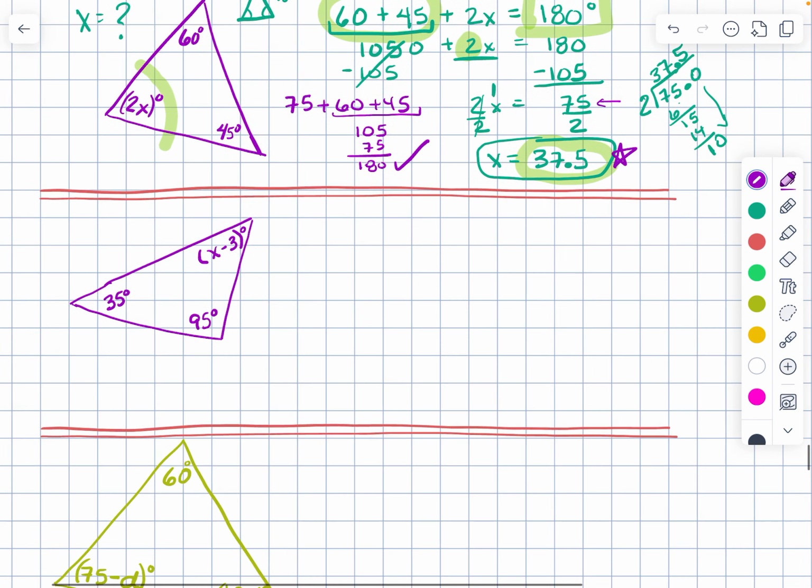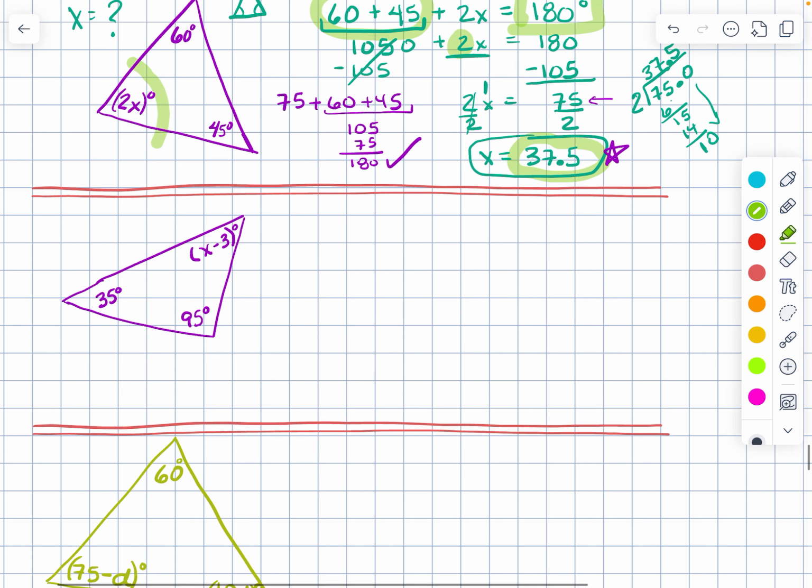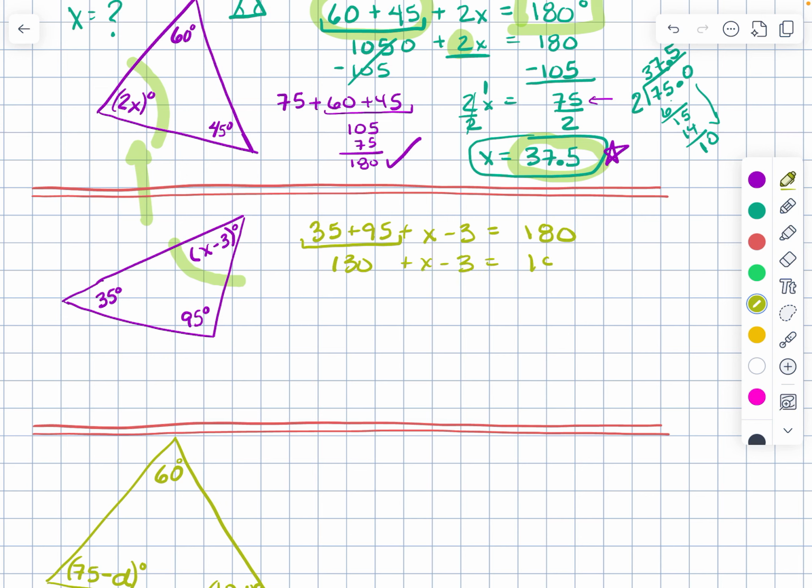All right, let's look at the next one. This one's a little bit different. It's got an x minus 3 instead of the one above just had 2x. But we solve it with the same steps. So let's use this color here. So we'll do 35 plus 95 plus x minus 3, and that is equal to 180. 35 and 95, 9, 10, 11, 12, it's 130. Plus x minus 3 is equal to 180.